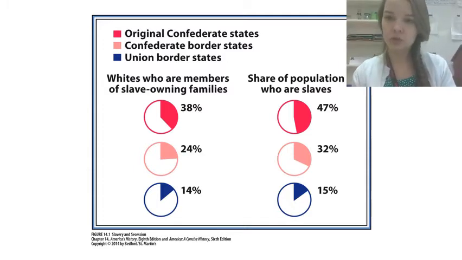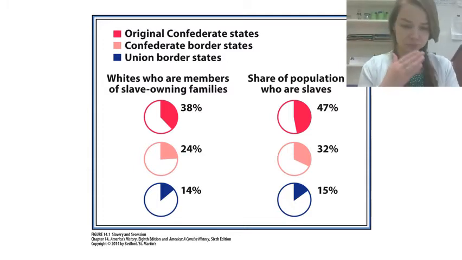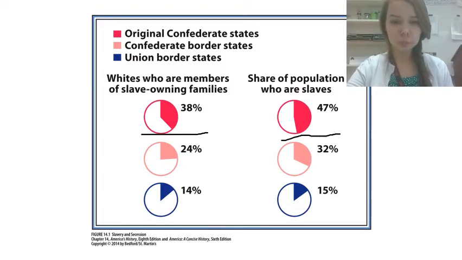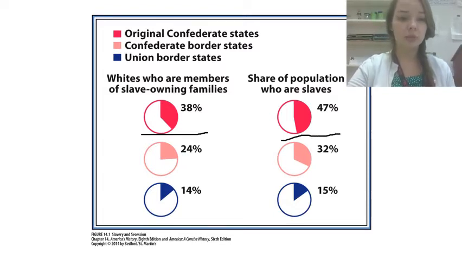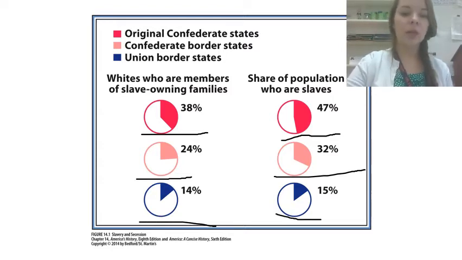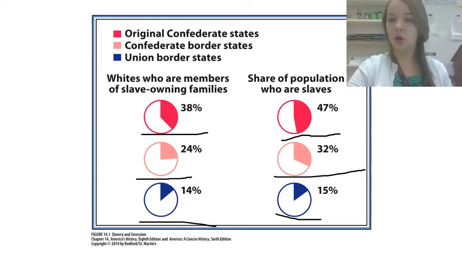people actually own slaves and then what the population of slaves is like. Not just in the Confederacy, but also the Union. So you can see in the original Confederate States, only 38% of people own slaves, and then 47% of the population are slaves. In our border states, 24% own slaves, 32% are slaves, and then in our northern or Union states, 14% own slaves, and 15% of the population are slaves.